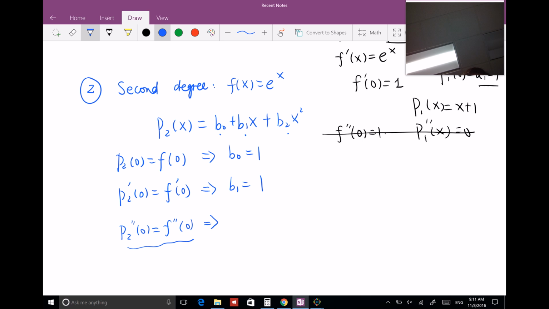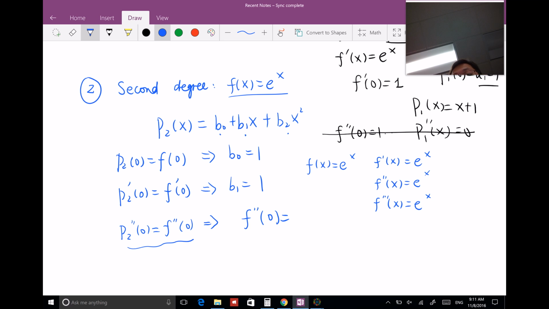Okay. So what is the second derivative of f? First derivative is itself, e^x. Second derivative is e^x again. Because you know that f(x) equals e to the power x, then the first derivative is e to the power x, the second derivative is e to the power x, the third derivative is e to the power x. It never changes. It's always itself. So f second derivative at 0 equals e to the power 0 equals 1, right?